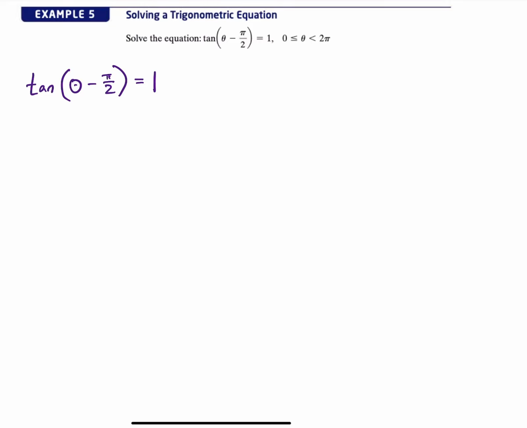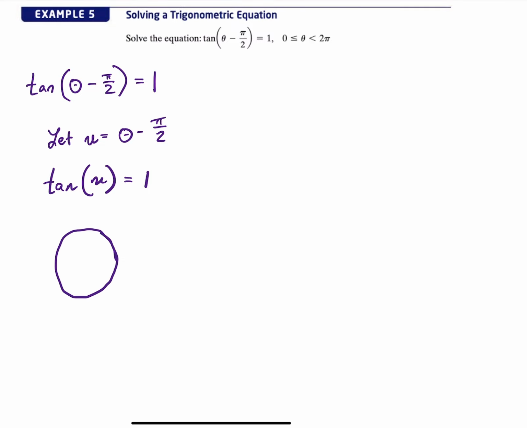So I'm going to do another substitution. I'm going to say let what's inside of this function equal u. And again, this is just a visual help here. It lets me know I'm looking for where the tangent of something is equal to 1. Well, that's true for some of our pi over 4 angles.